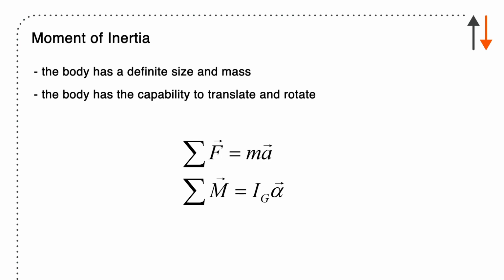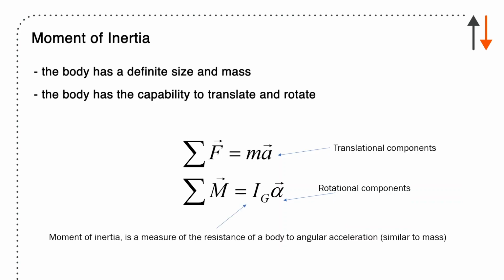The big thing is this I sub g term. The translational components you've done before, and you're probably pretty comfortable with it. It's the rotational components that are new, and in particular this moment of inertia, which is a measure of the resistance of the body to angular acceleration. And you can see immediately that these correlate to second law relationships and act in a similar way.